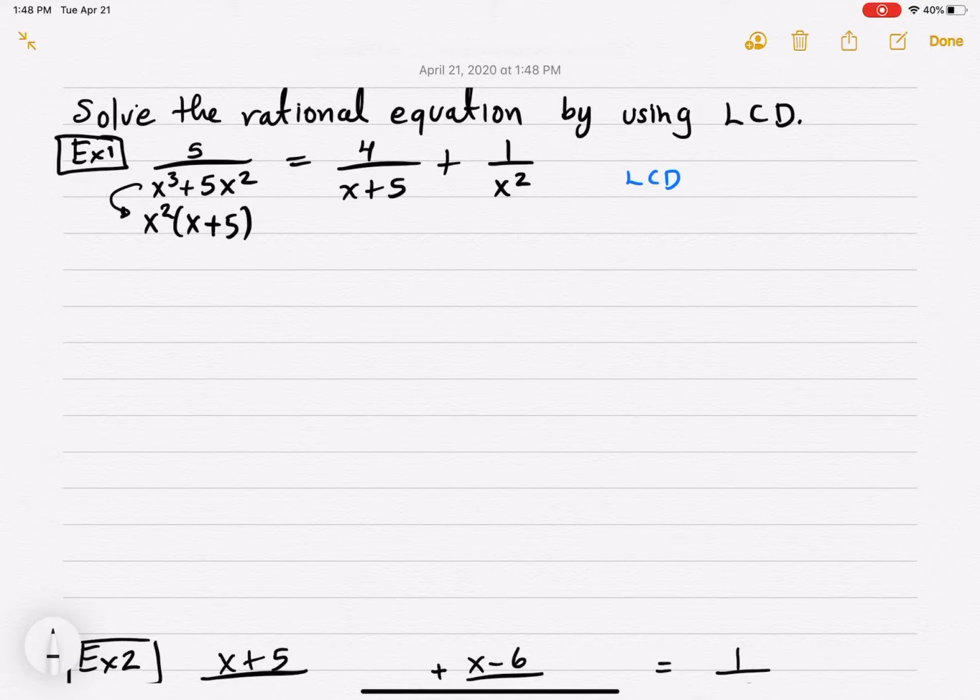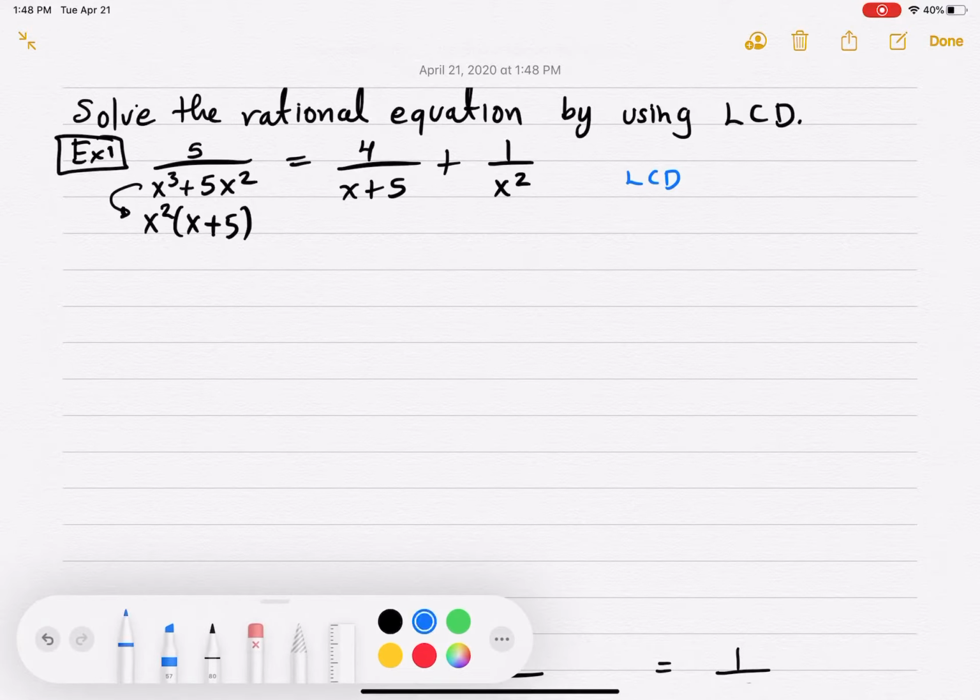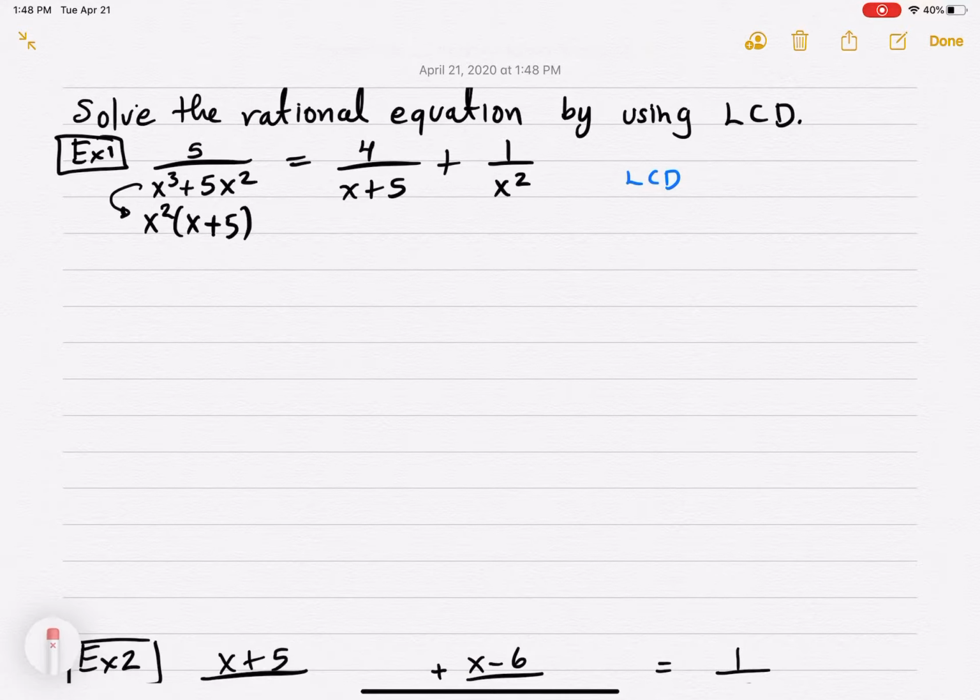And so the LCD is the smallest term, or the smallest amount, that is divisible by all the denominators. So we need an LCD that has an x squared, and it needs to have an x plus 5, because all of the denominators have those terms. So we have an x squared and x plus 5.